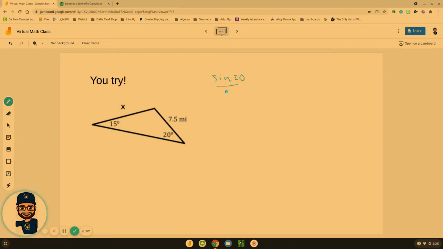over its opposite side here, right? There's the relationship, equals the sine of that 15 over 7.5, the relationship with that side. So there's the x that we created. Cross multiply. 7.5 times the sine of 20 equals x times the sine of 15.